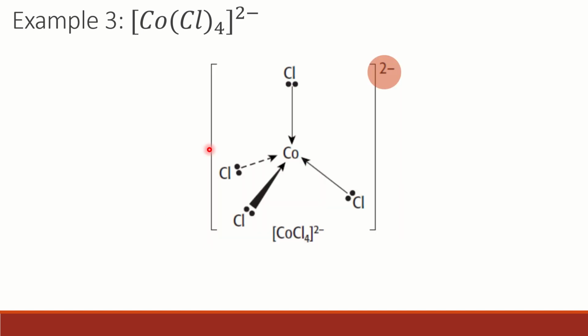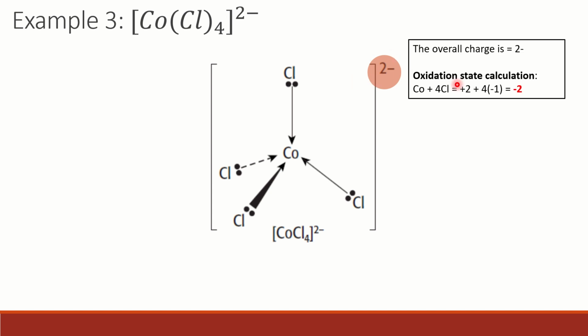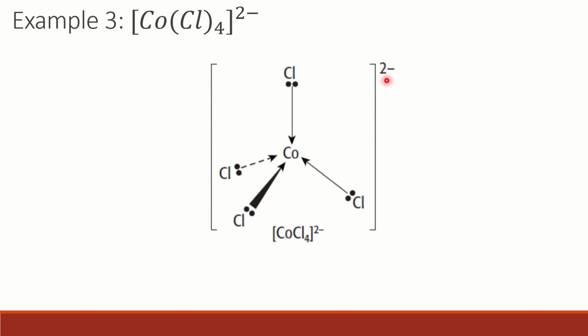Okay. And then why is the overall charge 2 minus? It is because the Co here, this central metal ion, has a charge of 2 plus. So the oxidation state is +2. And then -4 because we have 4 of the Cl minus. Cl minus has an oxidation state of -1. Overall will be -2. That's why the charge is 2 minus. Oxidation state is -2. Charge is 2 minus.